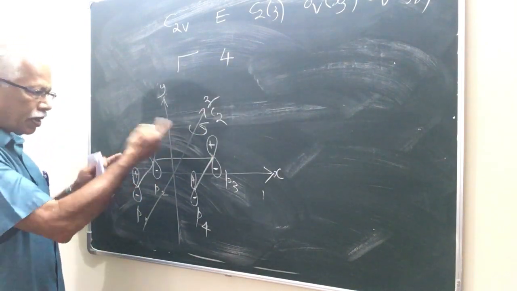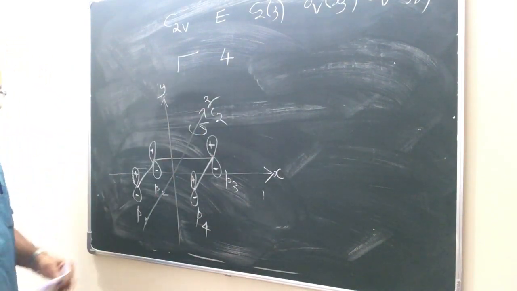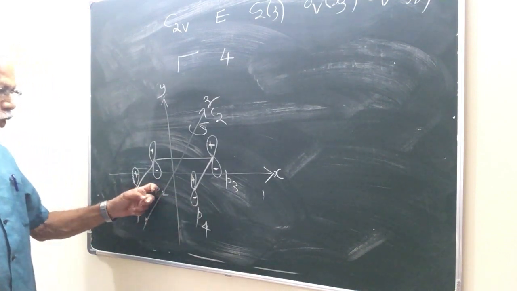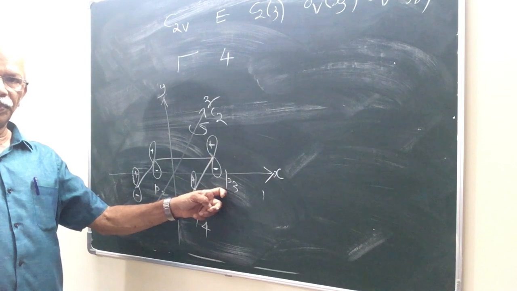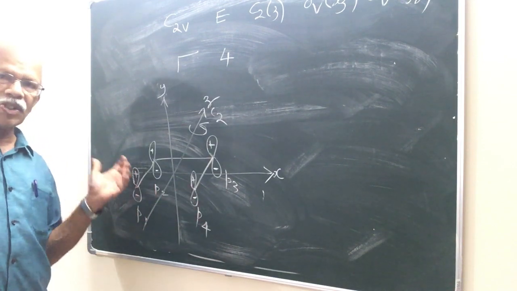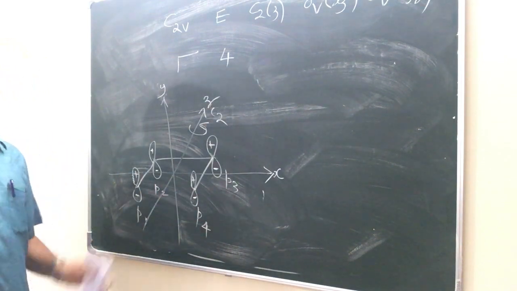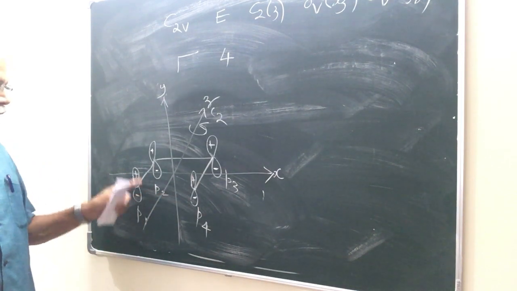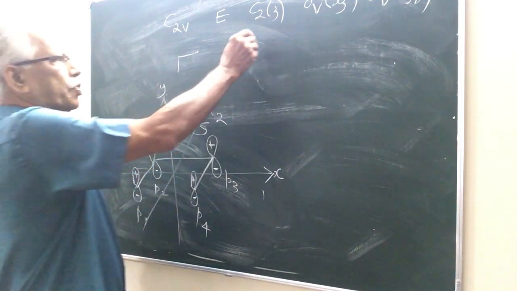C2Z: if you rotate it about the C2 axis, you can see P1 get exchanged with P4 and P2 get exchanged with P3. So every basis function gets shifted to new locations. Its contribution is 0. So 0 plus 0 plus 0 plus 0, it will be 0.